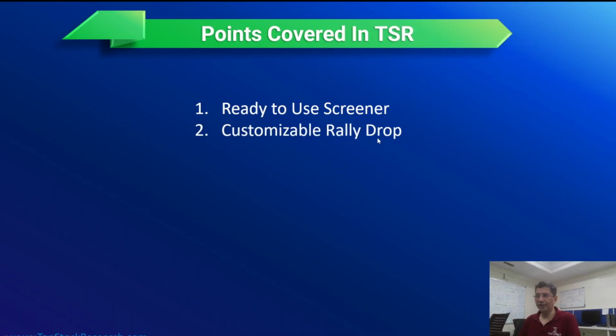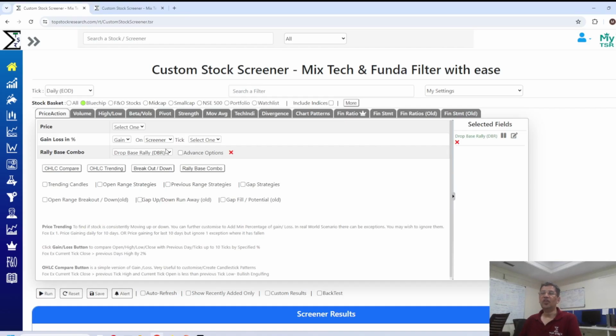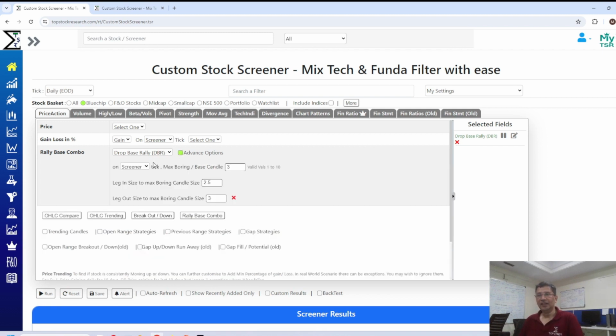The second one is customizable rally drop. So far what we have seen is the default option. There's another option available which is advanced. Here, this pattern, depending on different individuals, they may be looking for a variation of this or maybe a little customization. So default what we used earlier was 1 candle. Here you can set the maximum number of boring candles.